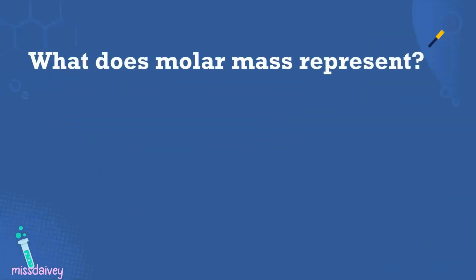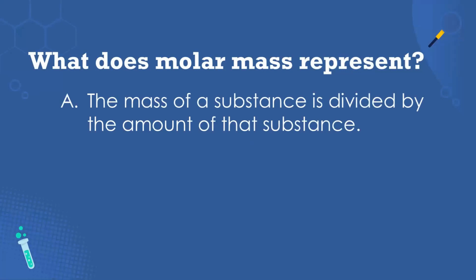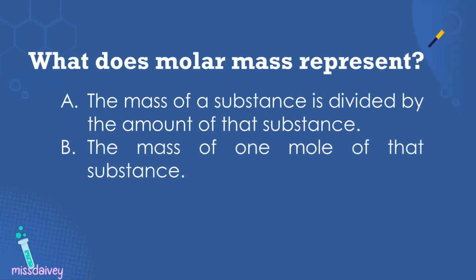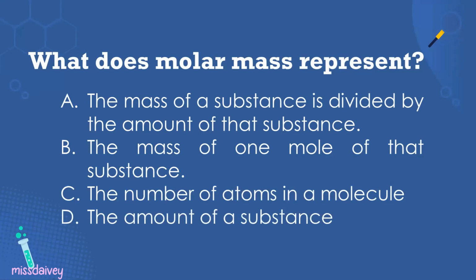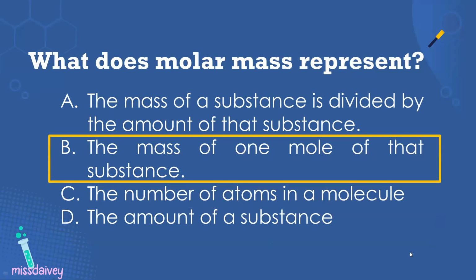What does molar mass represent? Is it A, the mass of a substance divided by the amount of the substance, B, the mass of 1 mole of that substance, C, the number of atoms in a molecule, or D, the amount of a substance? The correct answer is letter B, the mass of 1 mole of that substance.